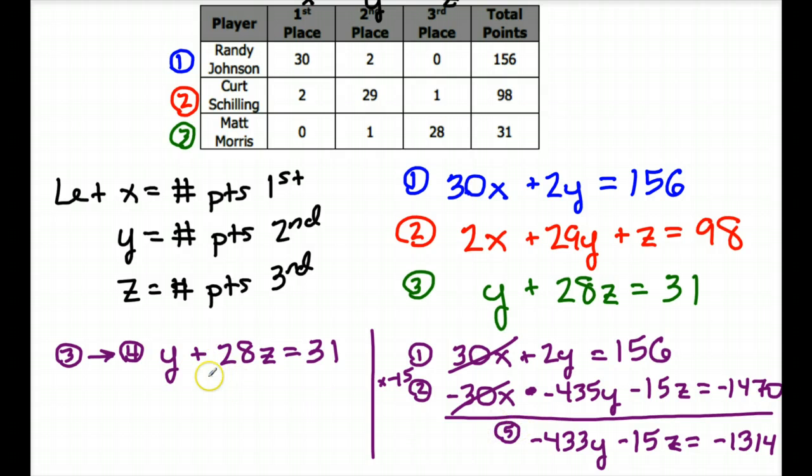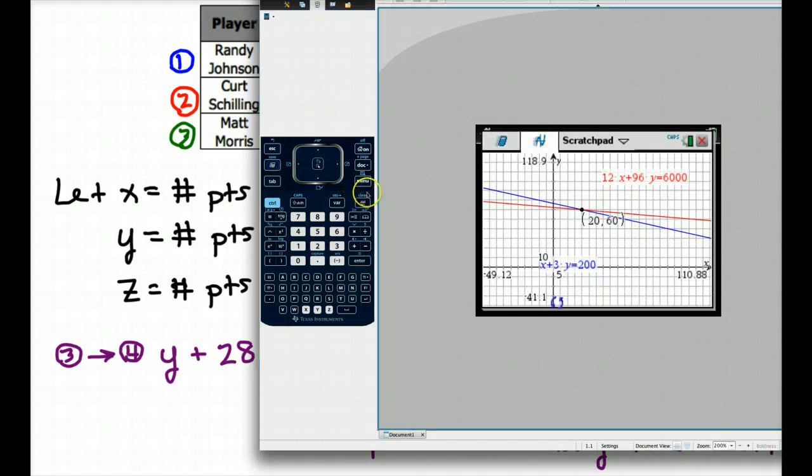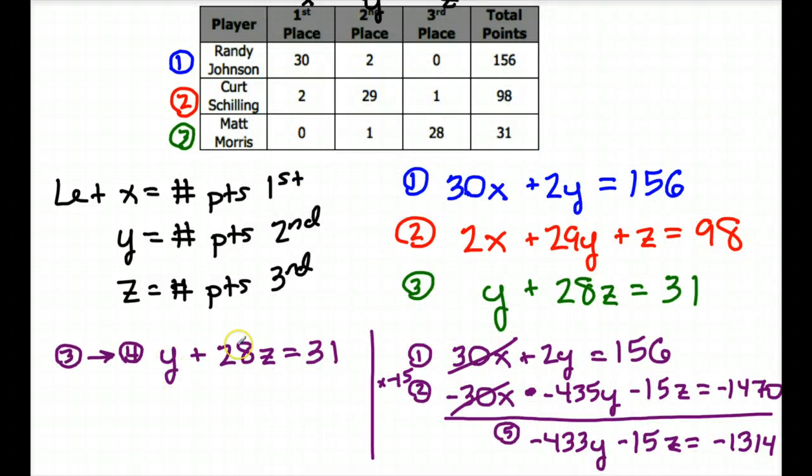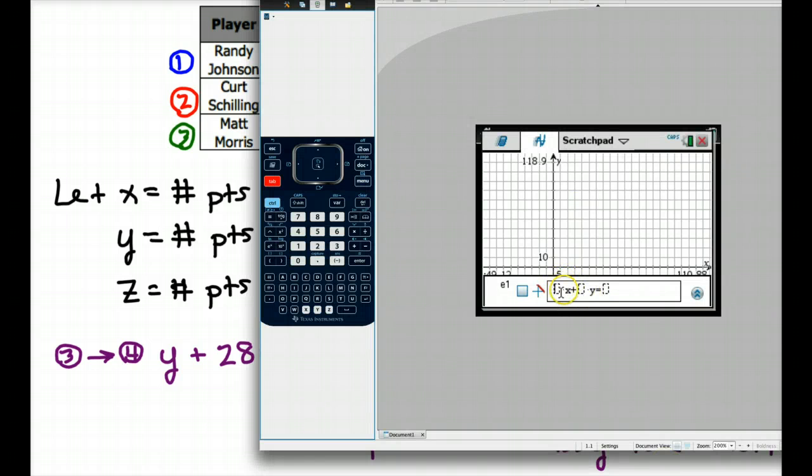Now I have two equations, 4 and 5, both with a y and a z. So now I can go ahead and graph those on my calculator. The one thing you need to be careful about when doing a problem like this is, let's go back to my graph screen. Both those equations are in standard form already, but they include a y and a z, not an x and a y. There's no way, if you go back to your graphing screen on your calculator, to change these variables from x and y to y and z.